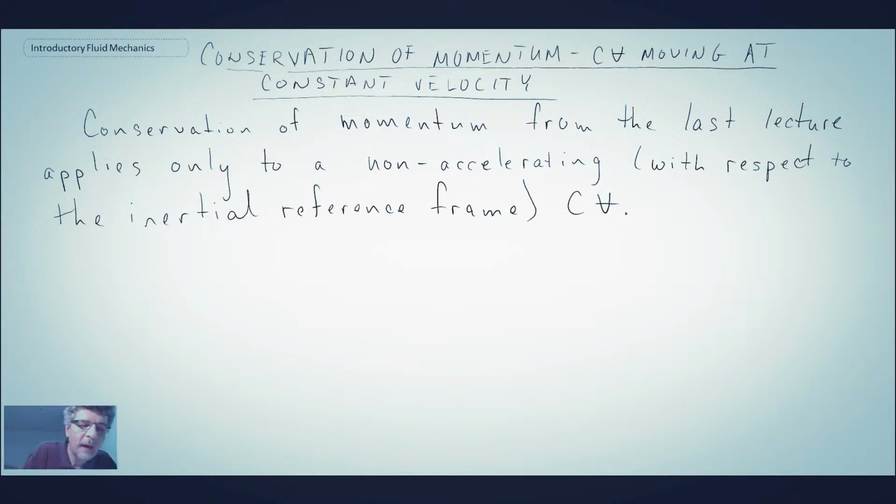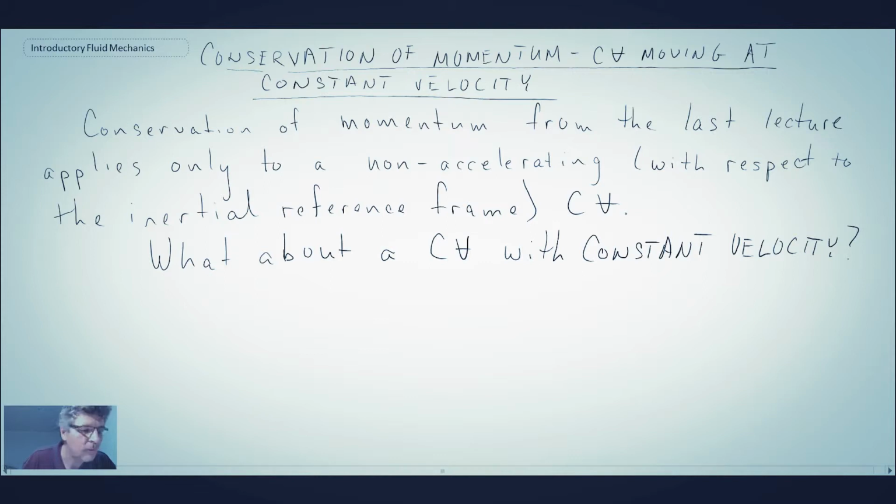Okay, so what we find is that when we looked at conservation of linear momentum in previous lectures, we were dealing with situations where we had non-accelerating, and for the most part, the control volume was always fixed. So what we're going to do, we're going to take a look at a case where, first of all, the control volume is moving. So if we have a control volume that's moving, let me draw out a schematic.